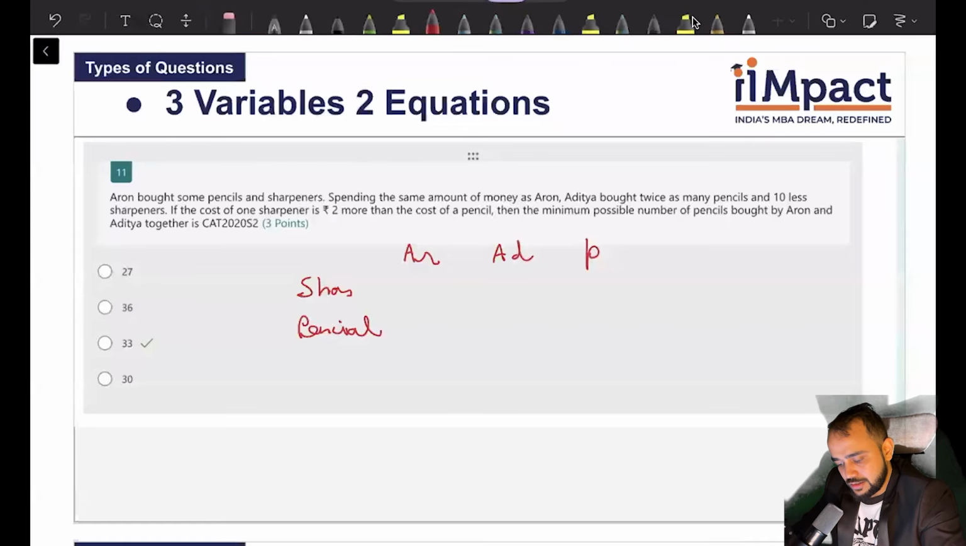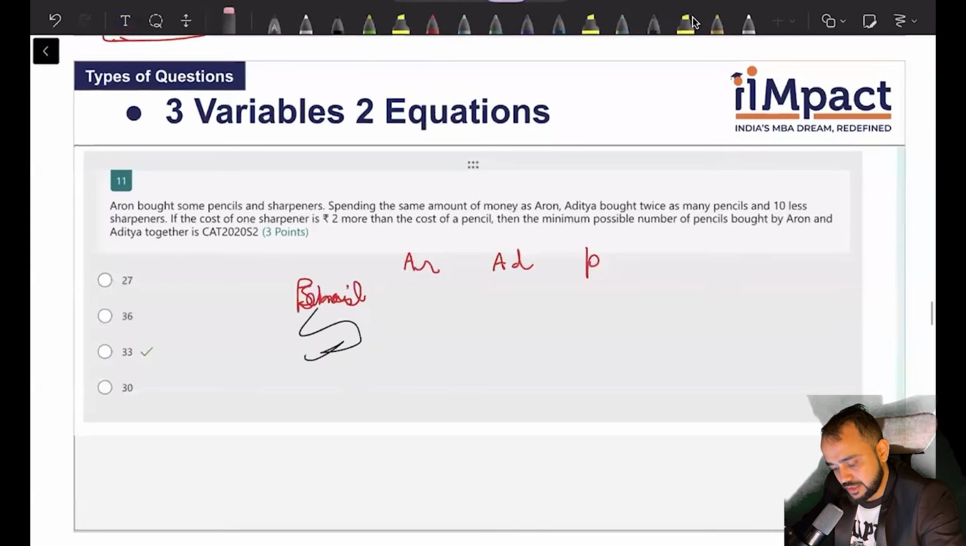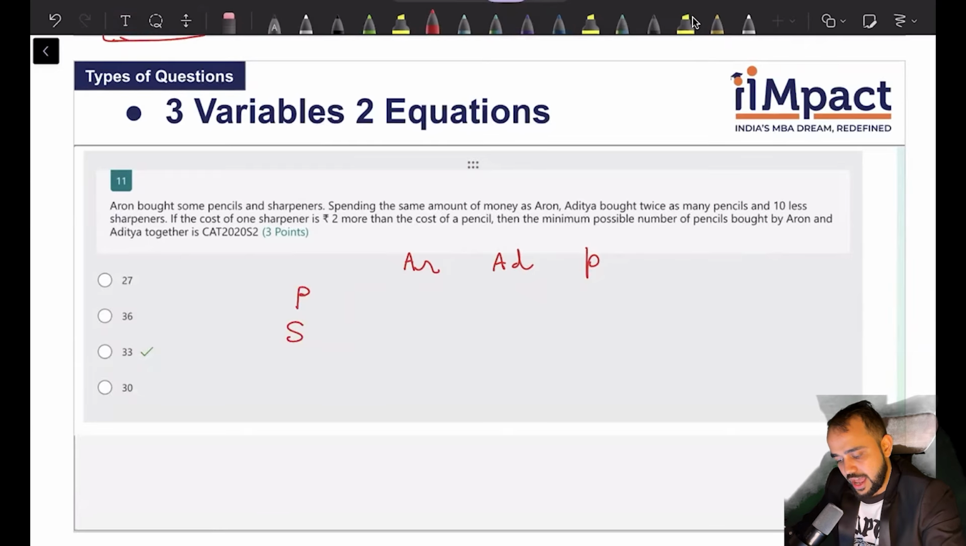So let's write pencil first, and then let's write sharpener. Let's write this neatly. Sorry, guys. Pencil and sharpener. Let's write it like this. So Aaron bought, let's say, x pencils and y sharpeners. So how much did Aditya buy? Aditya bought twice as many pencils and 10 fewer sharpeners. This is what Aditya has bought.